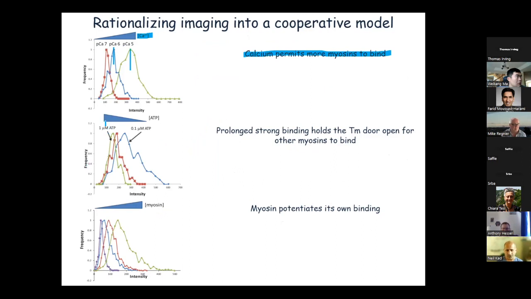If we reduce the ATP concentration, so on the left here we start with 1 micromolar ATP, and we move to the right to 0.1 micromolar ATP, you can see here that the midpoint shifts to the right, telling us that the prolonged strong binding holds the tropomyosin door open for other myosins to bind. Finally, we also increase the myosin concentration. Again, as you move from left to right, you see an increase in the peak intensity, telling us that myosin potentiates its own binding.